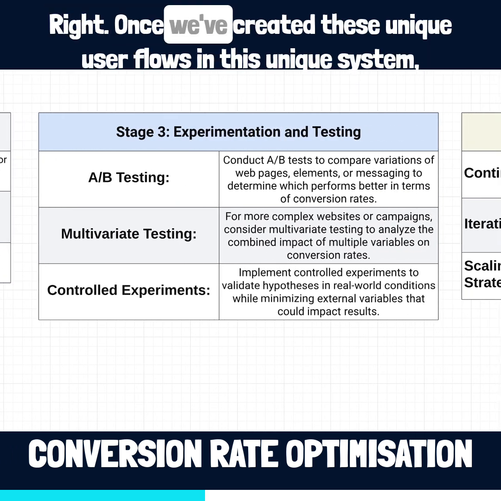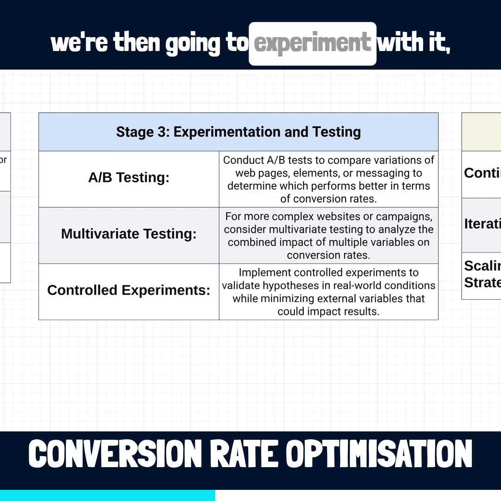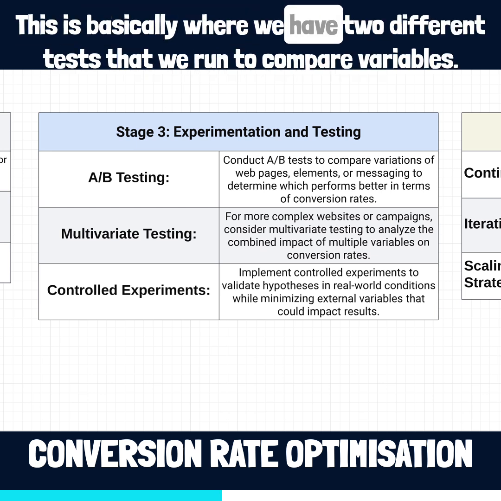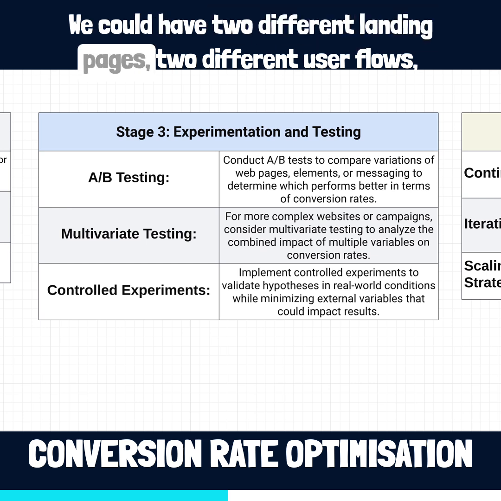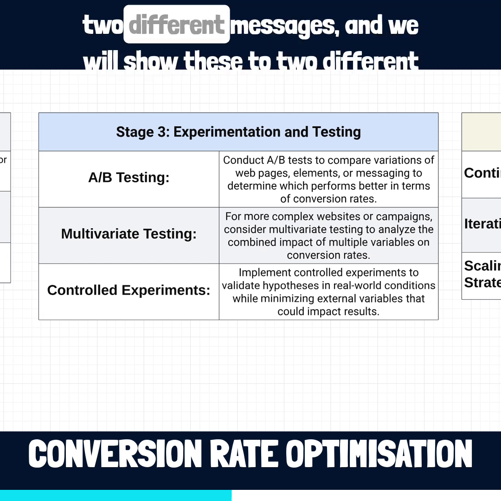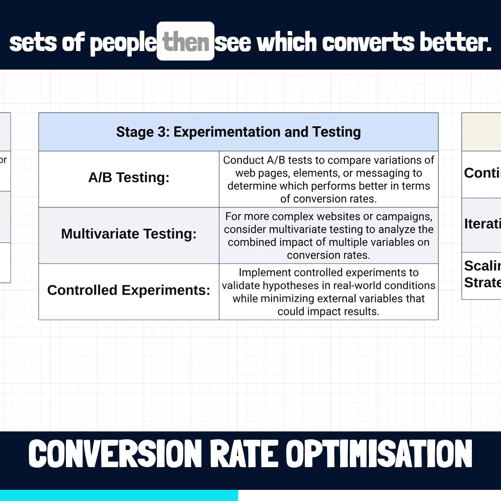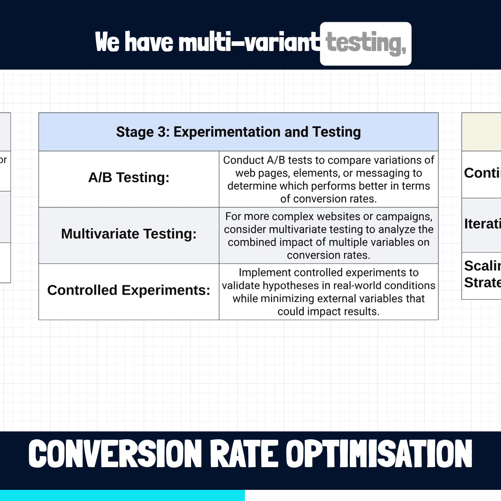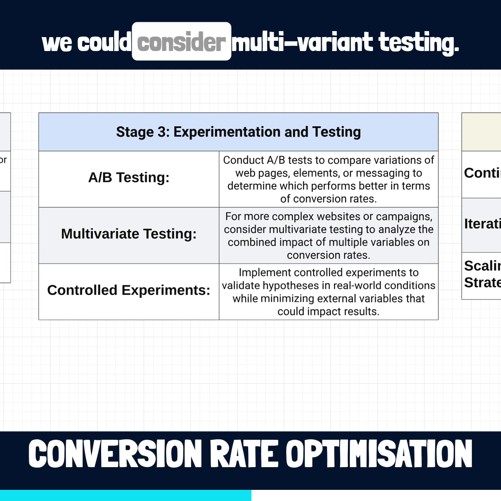Right, once we've created these unique user flows and this unique system, we're then going to experiment with it, and we're going to test it. So we have A/B testing. This is basically where we have two different tests that we run to compare variations. We can have two different landing pages, two different user flows, two different messaging, and we will show these to two different sets of people, then see which converts better. We have multivariate testing, and this is for more complex websites or campaigns.